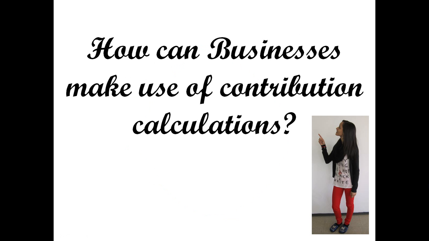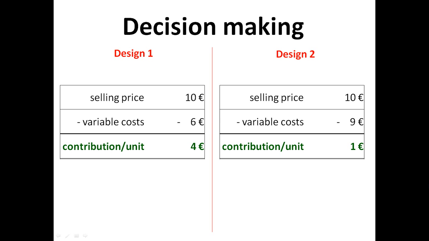And how can businesses make use of contribution calculations? Calculating the contribution to fixed costs and profit that a product makes might help a business in decision making. This is known as contribution pricing. For example, a company has limited time and resources and now has to choose between 2 orders. Therefore, we have design 1 and design 2.